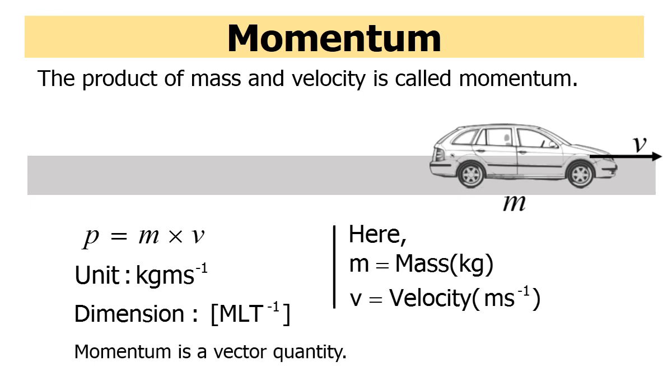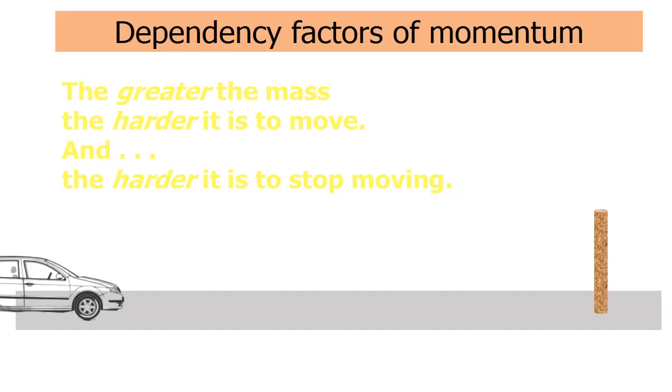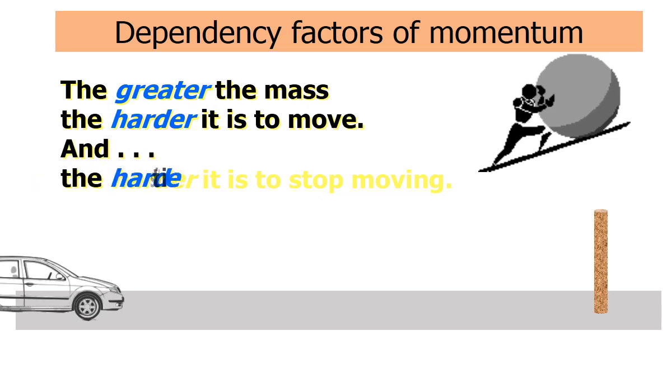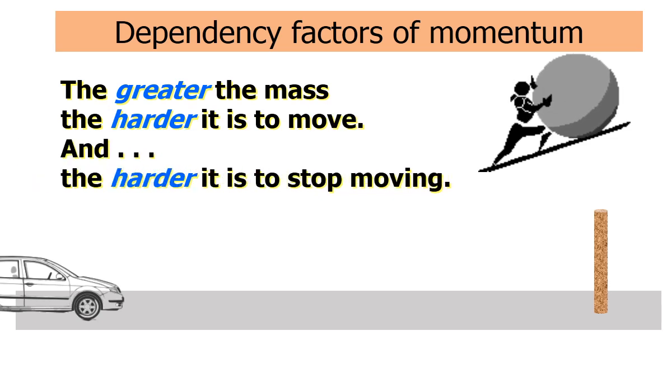Momentum is a vector quantity. That means it has both magnitude and direction. Dependency factors of momentum: as we know, momentum means the product of mass and velocity. That means the greater the mass, the harder it is to move, and the greater its velocity, the harder it is to stop it from moving.